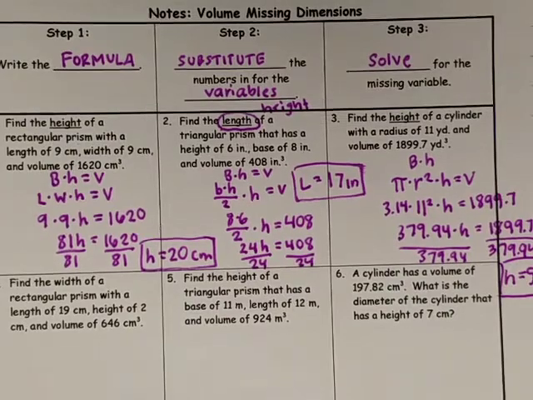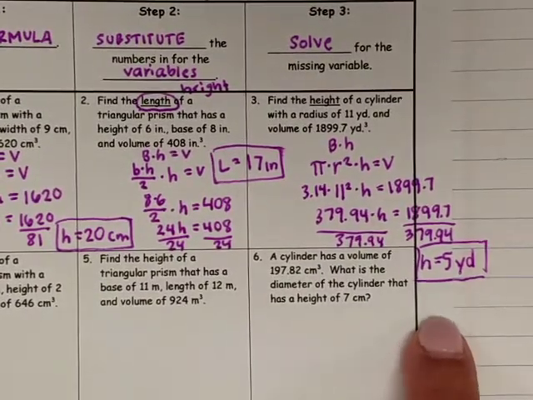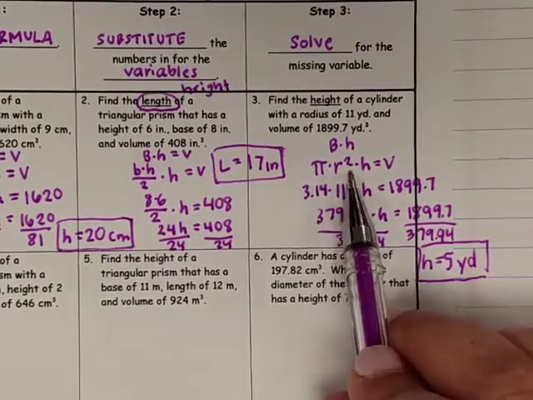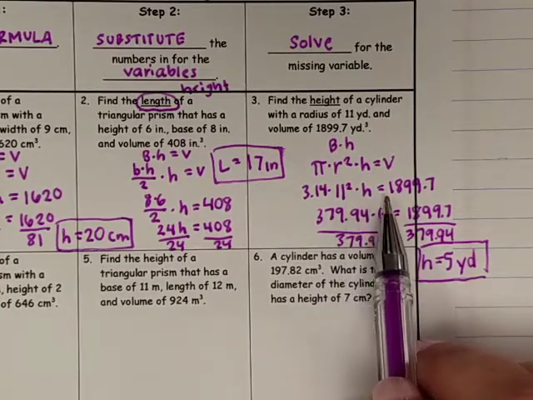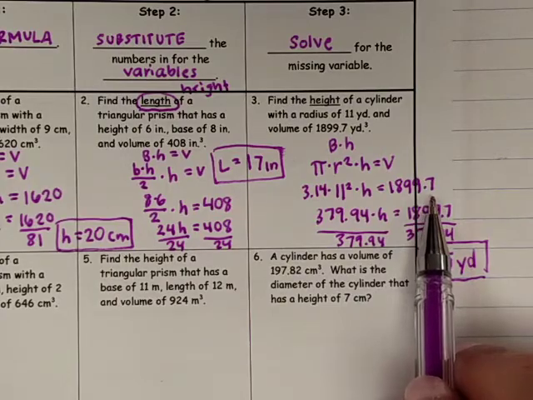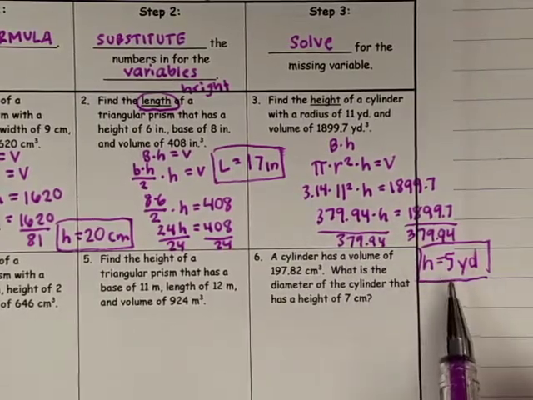Okay, so that's how, oh, sorry about that. That got cut off. So pi times radius squared times height equals volume. 3.14 times 11 squared times h equals 1,899.7. And then I just simplified and got 5.